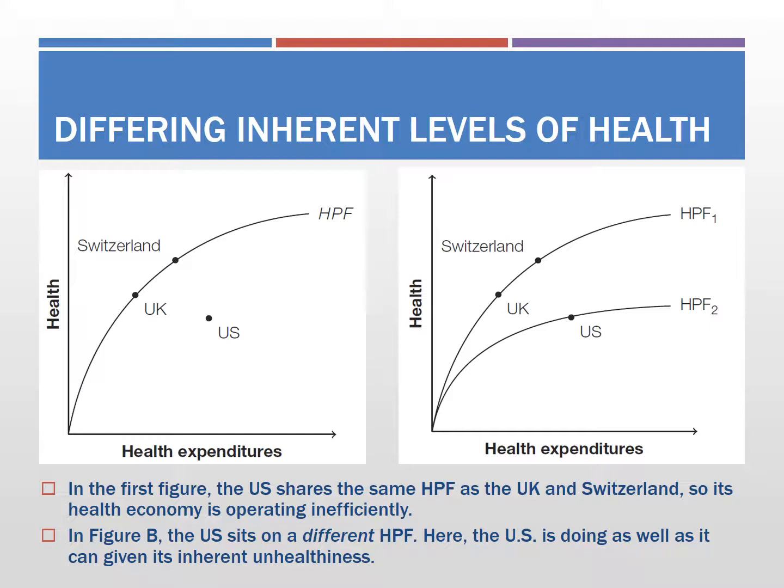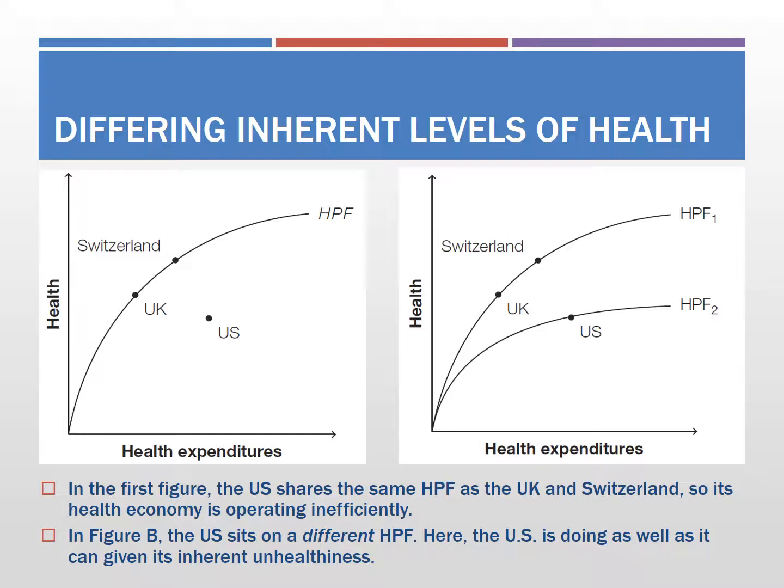In the first figure, we assume all three countries, the UK, Switzerland, and the US, have similar characteristics. There is no difference between the three countries in terms of health production. So the maximum health production that we can achieve lies on the HPF, the health production frontier. Both the UK and Switzerland are on the curve. But in this case the US is not, so they are not producing as efficiently as the others.